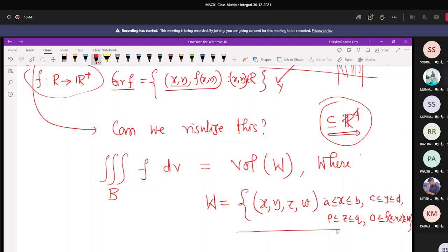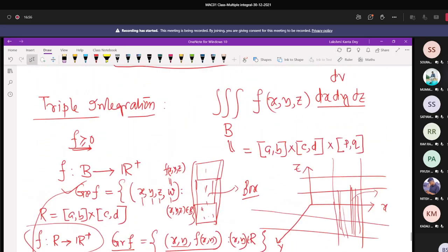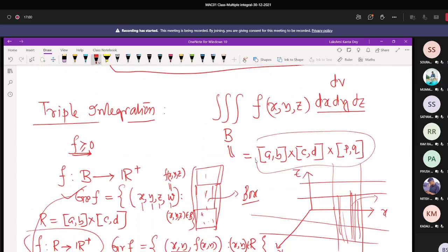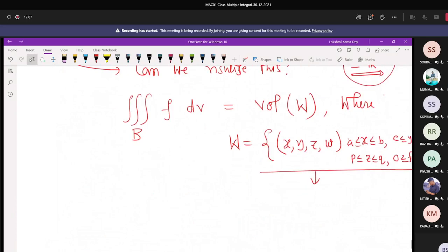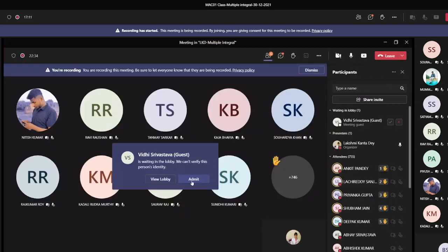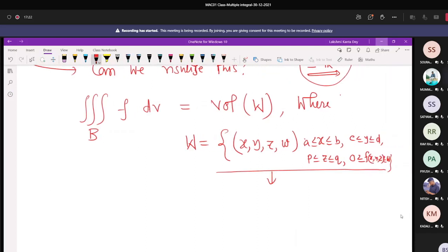So this part is under the graph of the function, and above the box. What is B? B is this box, the domain of definition. So we get it like this. Triple integration means this is also the volume of a 4-dimensional region, because there is no dedicated term available for dimension higher than 3. So we call it volume, right?